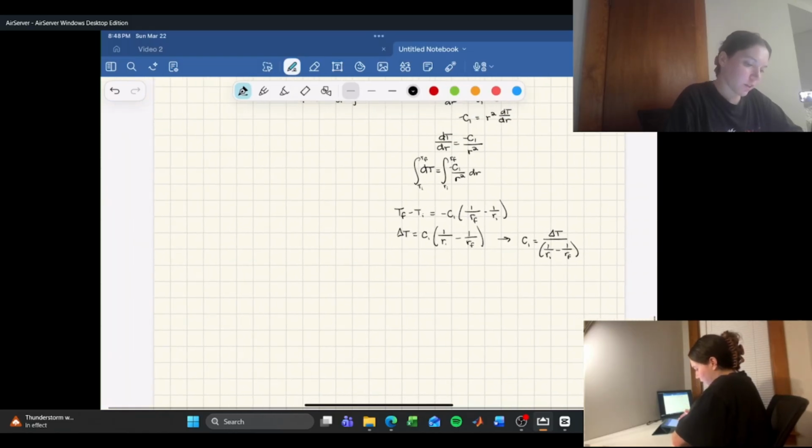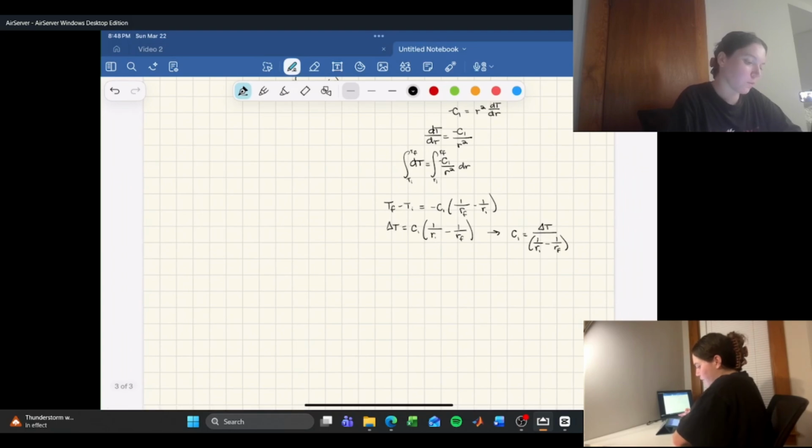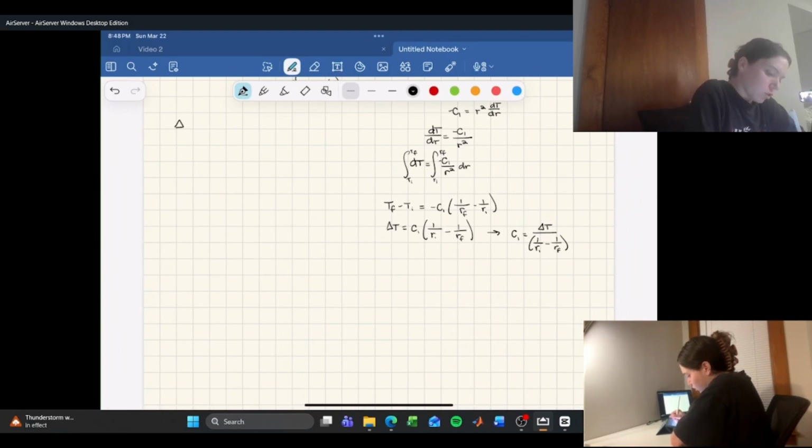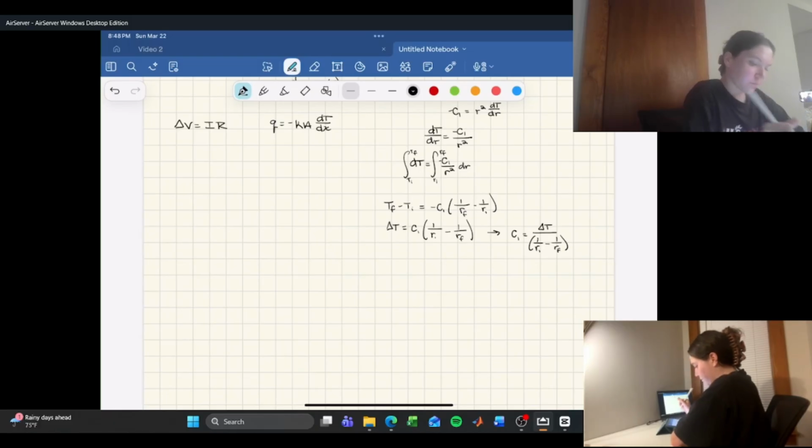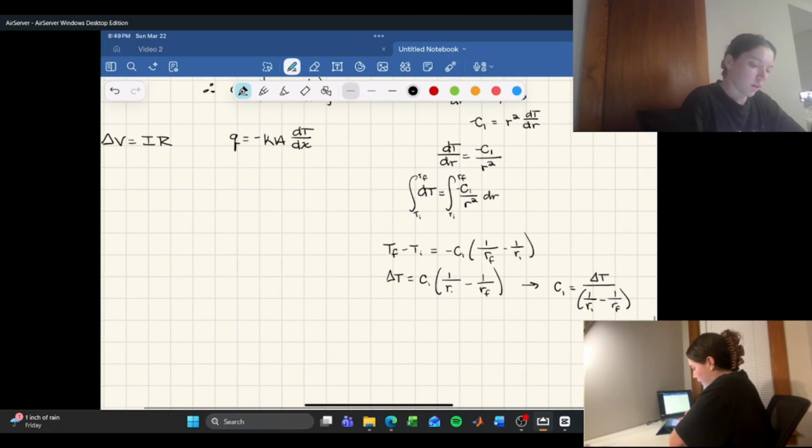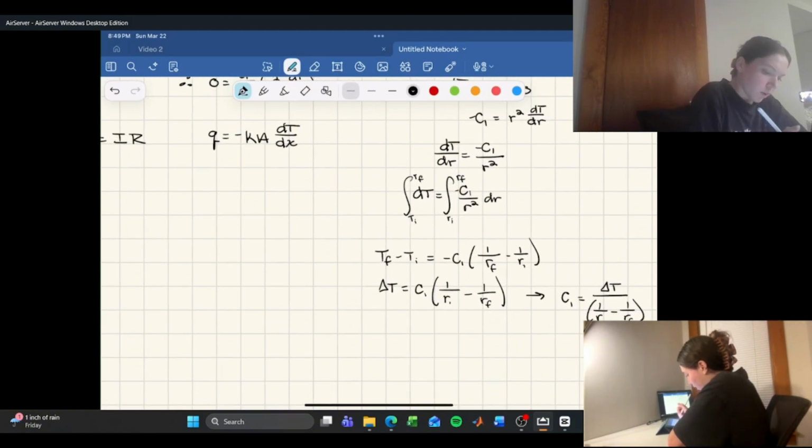And then, like we did in the previous videos, we're going to relate this to Ohm's law, where we have change in voltage is equal to the current times the resistance. And remember, in the last videos also, we related this to Fourier's law. We said that the heat flux is equal to the negative thermal conductivity times the area times the change in temperature over the change in position. And then we know that the area is 4 pi r squared. That's the area of a sphere. So we can plug that in.